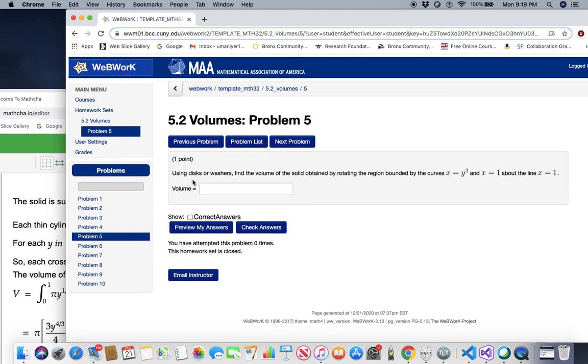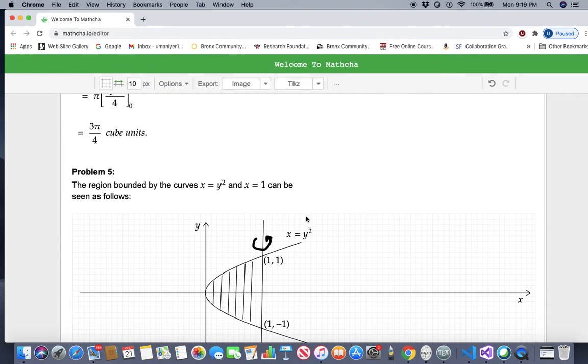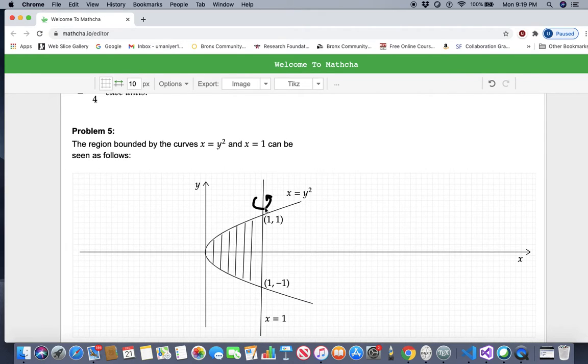Next problem. Find the volume of the solid obtained by rotating the region bounded by the curves x equals y squared and x equals 1 about the line x equals 1. So let's look at that. x equals y squared looks like that. x equals 1 is the vertical line. And you want to rotate it about the line x equals 1.